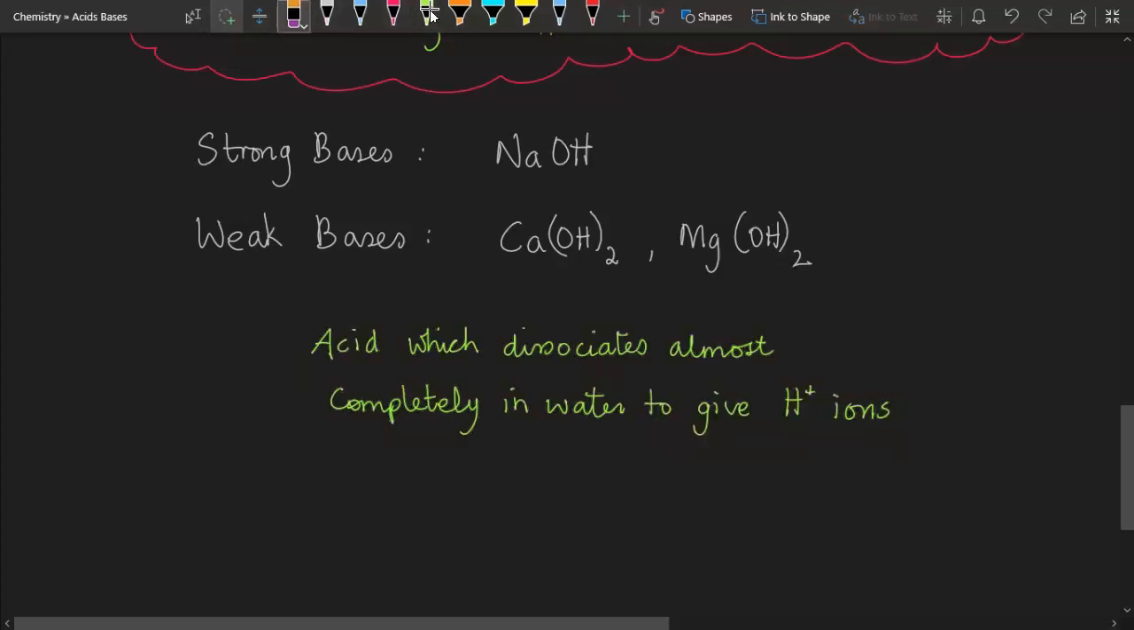So in this particular example, it's not an acid anymore, and it doesn't give off H plus ions, but it is a base. So this is a base which dissociates almost completely in water to give OH minus ions. And again, that is for a strong base.